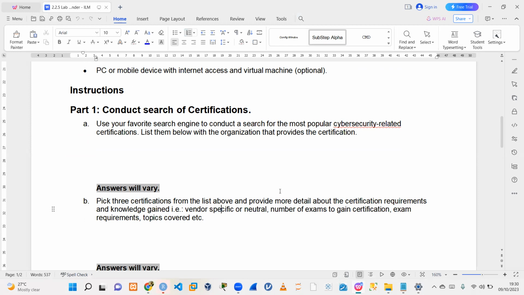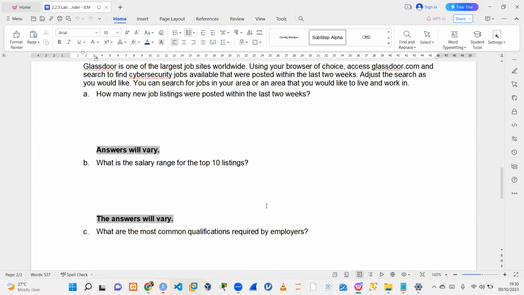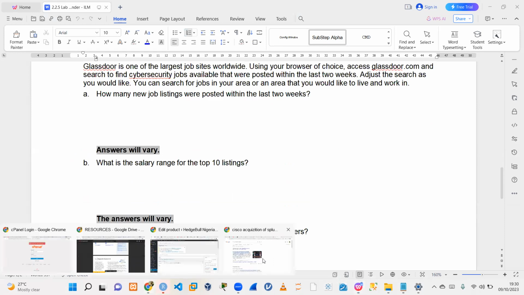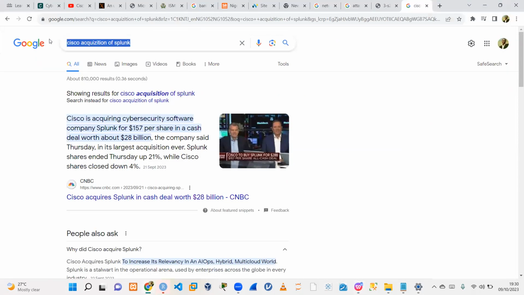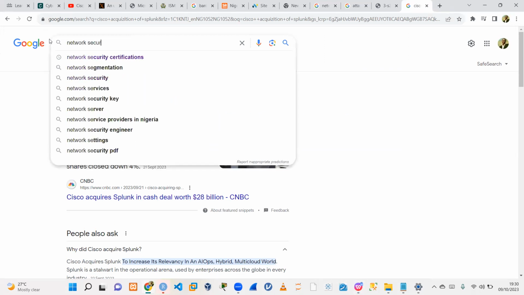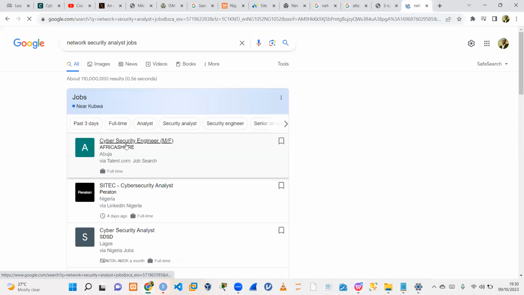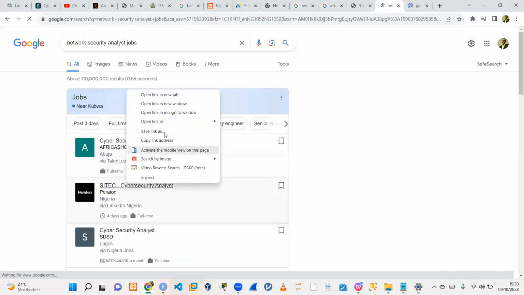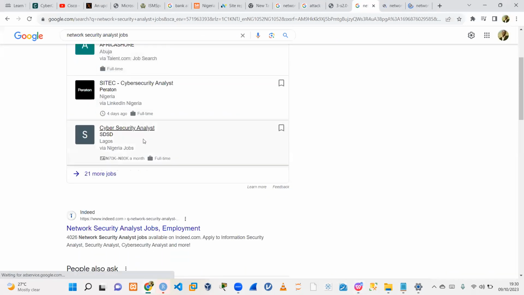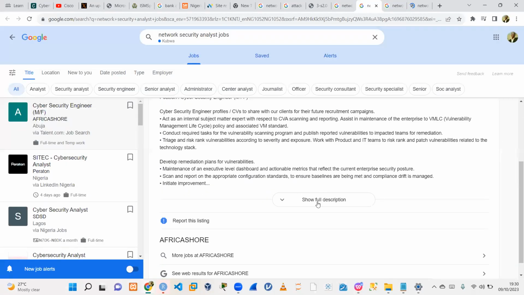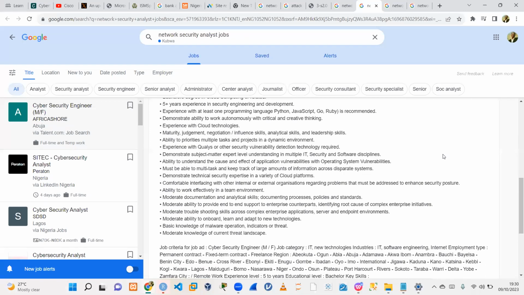One of the things to check, for instance, is to search network security analyst jobs. Let's look at this one. Let's look at these three. Now let's look at what they need us to do, and let us look at what kind of certifications they want us to hold.